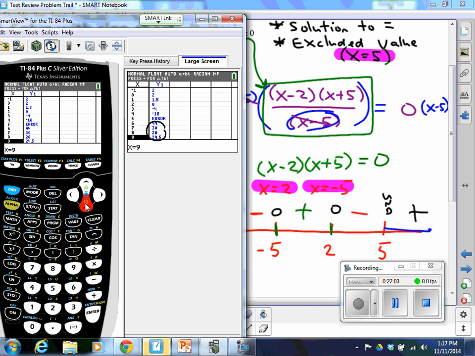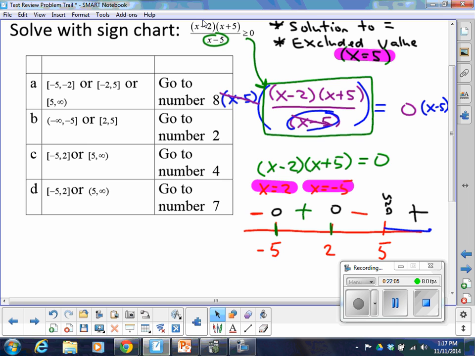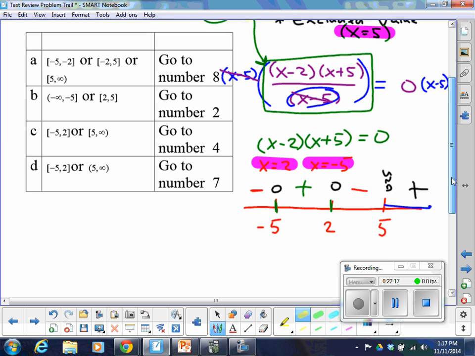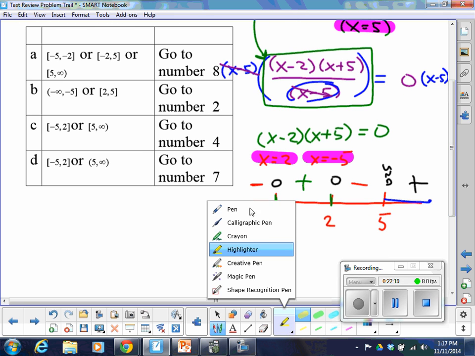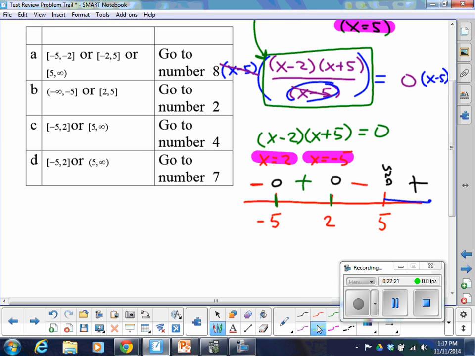So what we can do is now look back to our original problem and ask ourselves which ones are we looking for. The original inequality was asking for where the numbers are greater than or equal to 0. So using our sign chart now, we can write a conclusion. They're greater than or equal to 0 from here to here, including those endpoints, because they equal 0 at -5 and at 2.